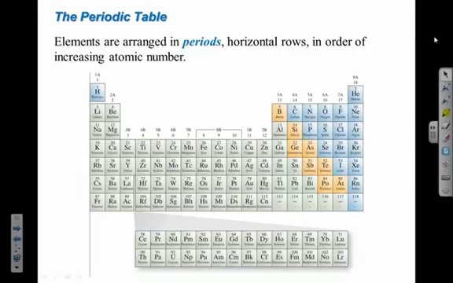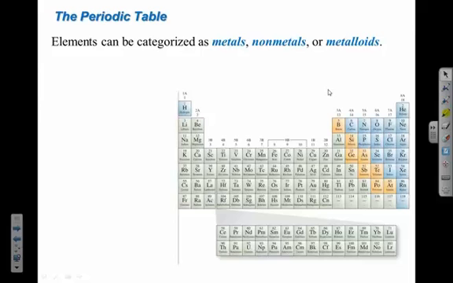They're also arranged in periods and groups. The period is a horizontal row. The period gives me information about how far away the outer electrons are from the nucleus. We'll talk more about that later. Don't worry about that for now. They're also organized into metals, nonmetals, and metalloids. So the metals are the ones here in gray. Most of the elements on the periodic table are metals.